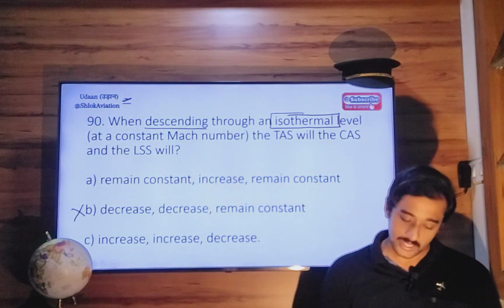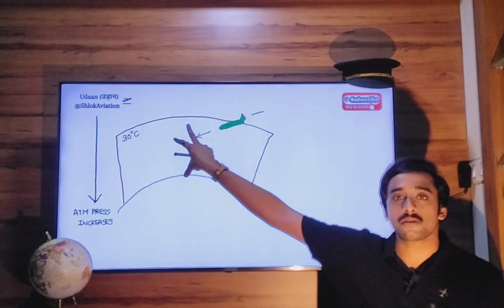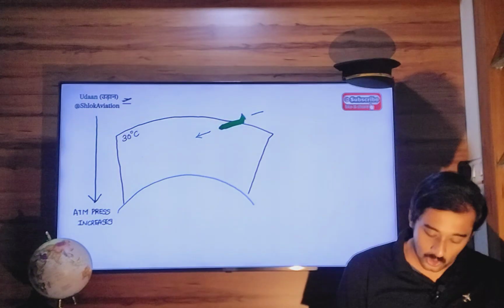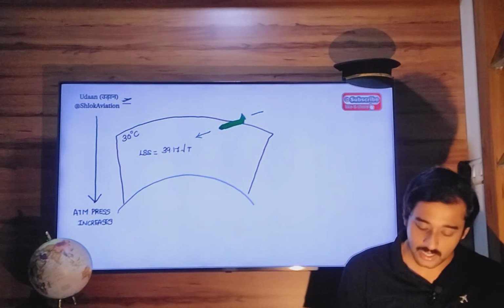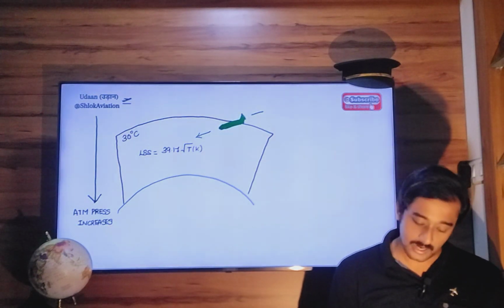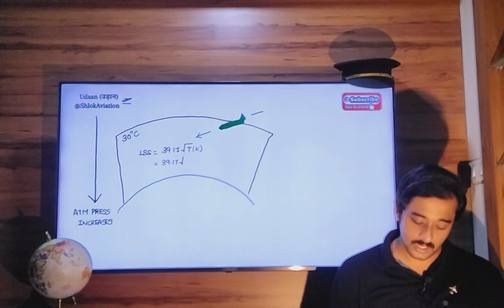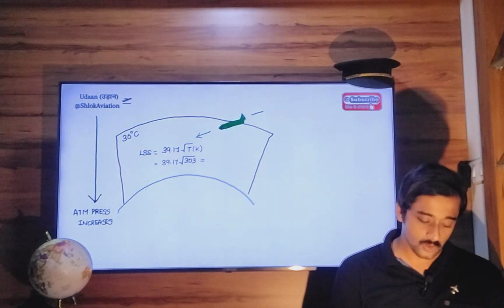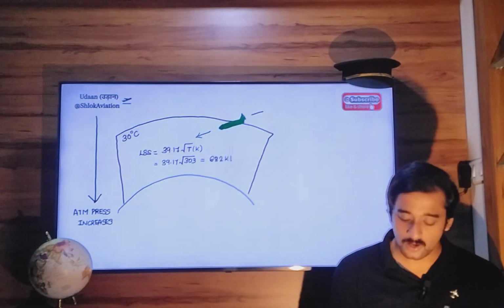Now let's look at local speed of sound. Since it's an isothermal layer, the temperature in this layer is going to remain constant, 30 degrees Celsius everywhere. The local speed of sound equals 39.17 square root of temperature in Kelvin. So that will be equal to 39.17 square root of 273 plus 30, 303. Now square root of 303 multiplied by 39.17 is 682 knots. So the local speed of sound is 682 knots.